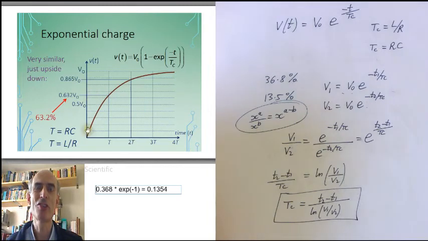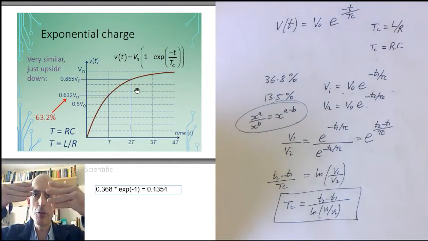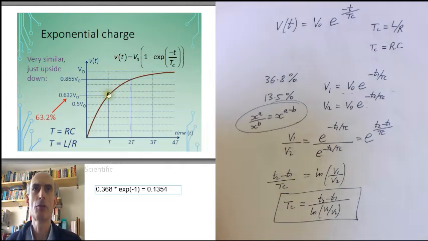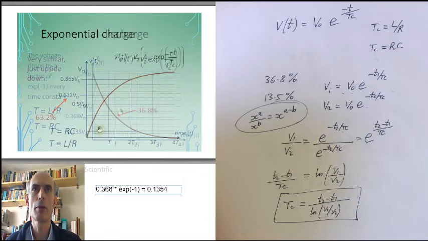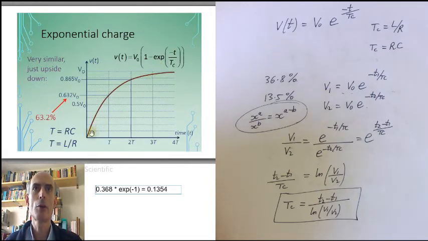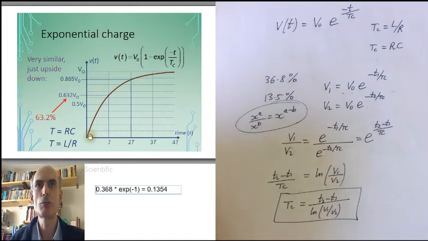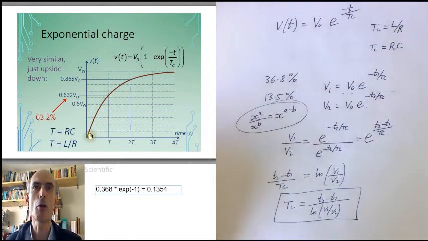Exponential charges do a similar shape. In fact, it is the flip of the shape. If you take 1 minus this shape, you will end up with this shape. So instead of dropping to 36.8%, it's now risen to 63.2%. But what they both have in common is that after one time constant, you have got 63.2% of the distance to where you're eventually going to end up.